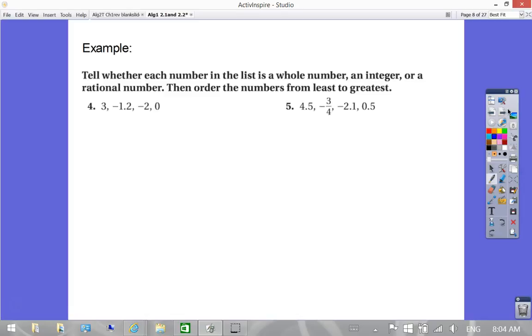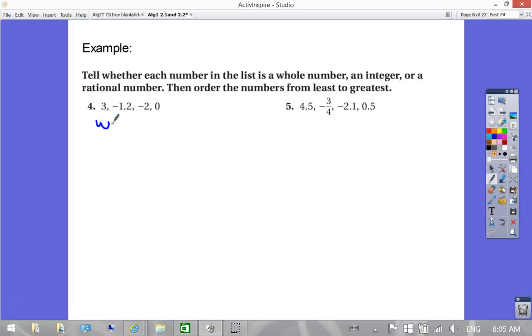Okay, so 3. Is 3 whole, integer, or rational? It's actually whole, integer, and rational, right? Because if it's in one, it's in all 3. If it's in whole, that's inside the other shape. But we'll just say it with the interior shape that it represents. So we'll say this is whole.